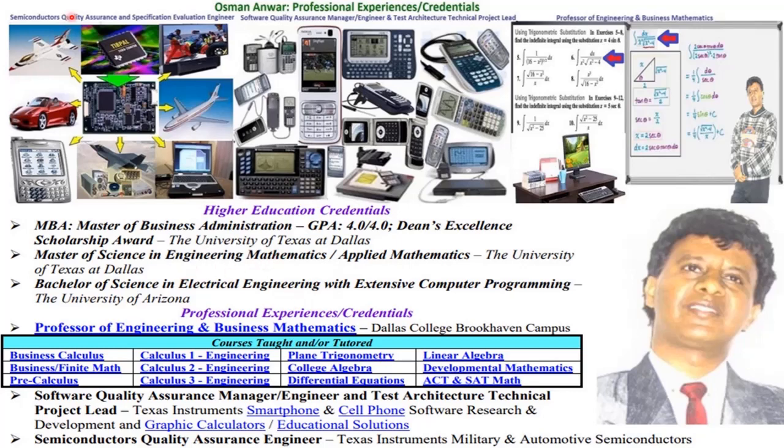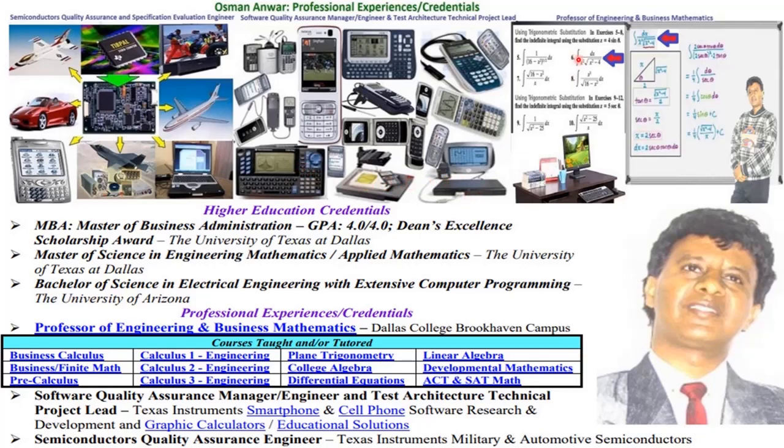I have worked as an engineer in a semiconductor industry, in military and automotive semiconductors. I also have worked in wireless industry as a software quality assurance. I have worked on smartphone and cell phones. Also, I have worked in educational solution industry, which is TI calculators and other educational solution products.